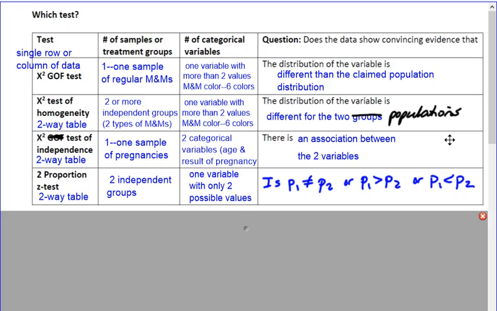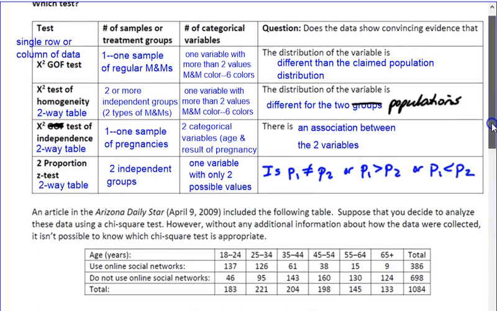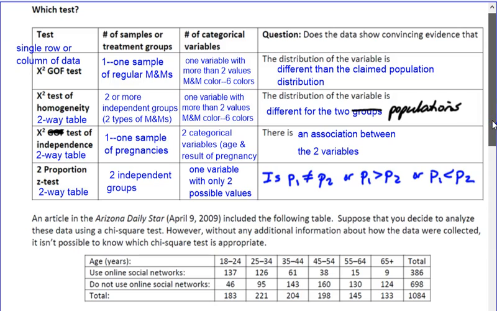Let's take a look at a couple of examples that might help with this. It says an article in the Arizona Daily Star included the following table. Suppose that you decide to analyze these data using a chi-squared test. However, without any additional information about how the data were collected, it isn't possible to know which chi-squared test is appropriate, although we can make some educated guesses about that.